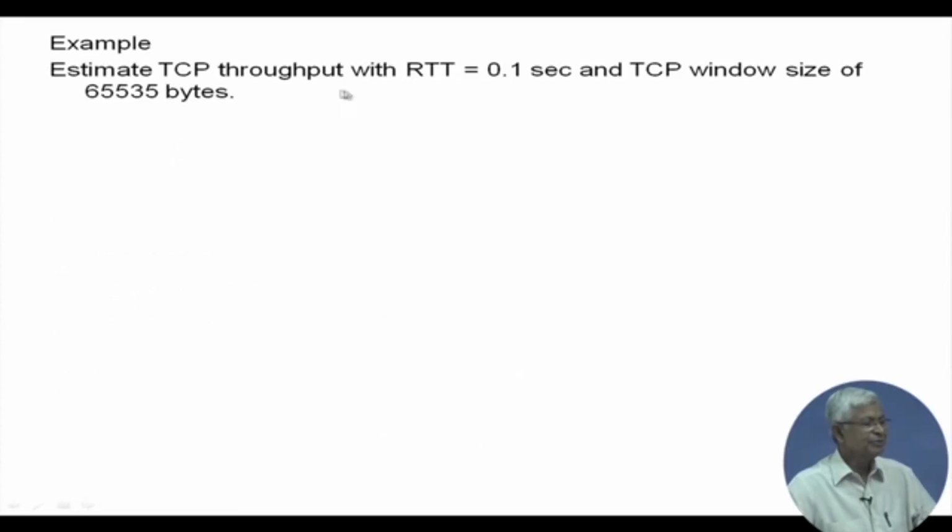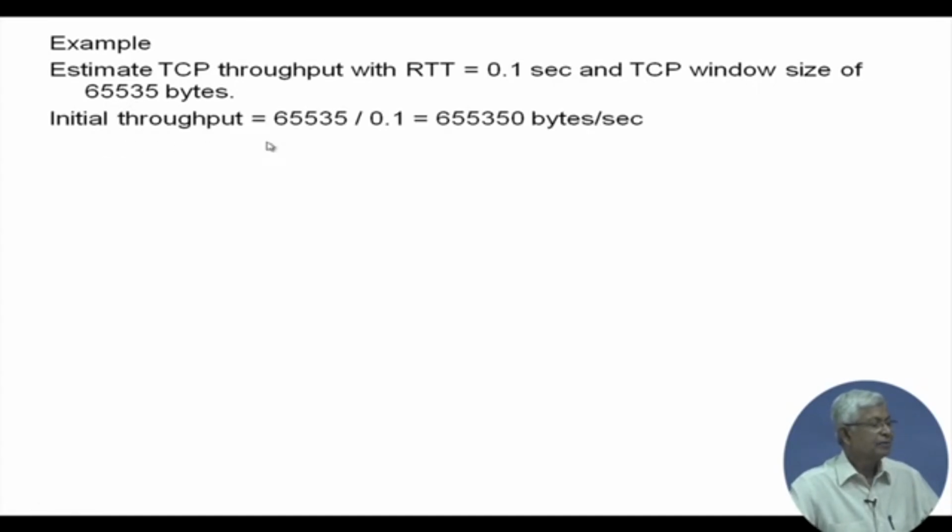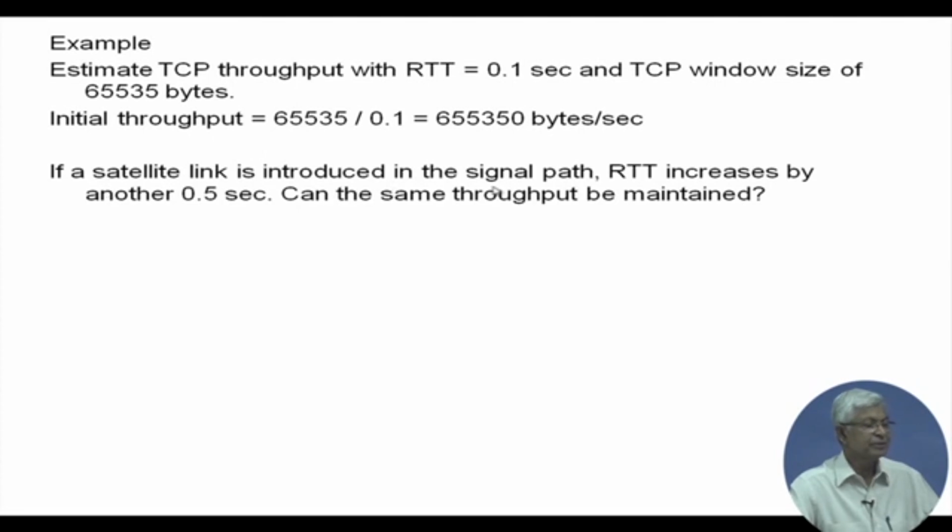Estimate TCP throughput with RTT of 0.1 second and TCP window size of 2^16 bytes, that is 65,535 bytes. Now, the initial throughput is window size divided by RTT, which is 655,350 because of 0.1 in the denominator, so many bytes per second. That is the initial throughput. Now, if a satellite link is introduced in the signal path, RTT increases by another 0.5 second. So, it will become 0.1 plus 0.5, 0.6 second.